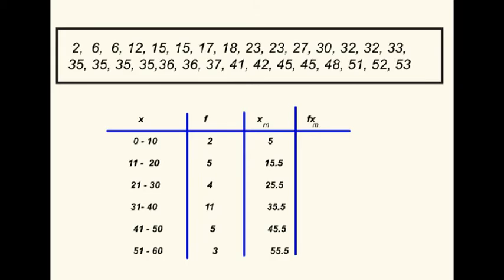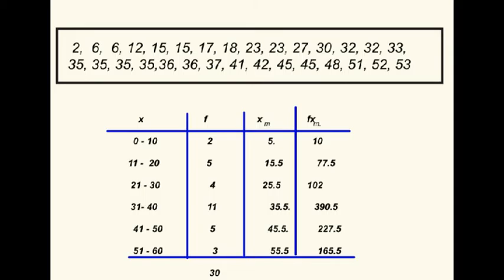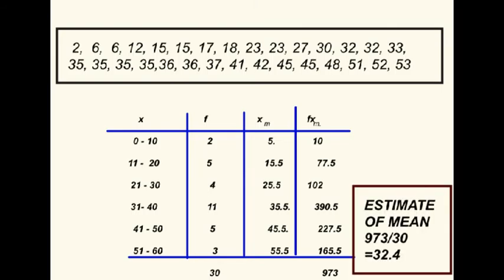I take the mean of each class as representing that class. I now multiply the number of values within the class by that middle value. Next, I add together the frequencies to see how many values there were altogether. And then I add together the final column and finally I divide that by the number of values to get an estimate of the mean.